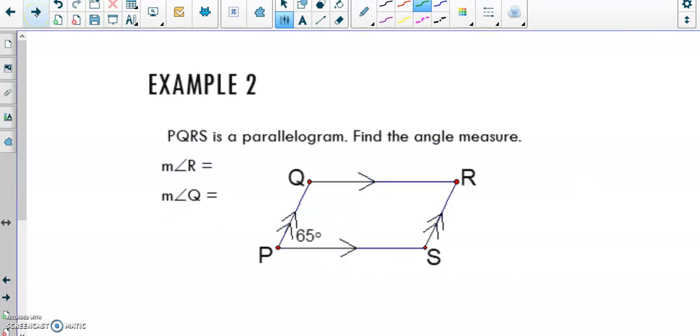Example 2, PQRS is a parallelogram. Find the angle measures. So find the measure of angle R and the measure of angle Q. I'll give you a minute to work on that.